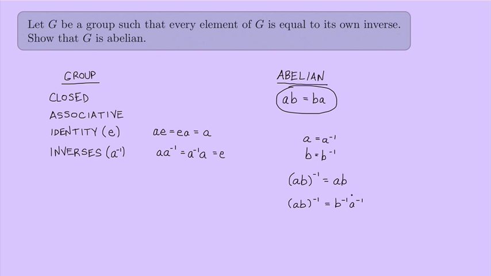But, okay, I think I see it here. So AB inverse equals AB, and AB inverse also equals B inverse A inverse, but that's just B times A since every element equals its own inverse, and then AB equals BA. Okay, I think we're ready for a formal proof.